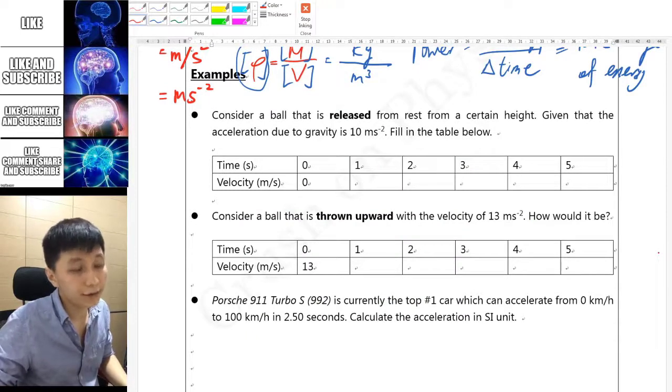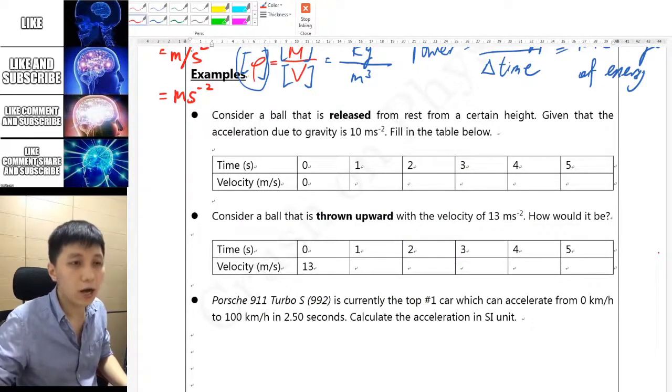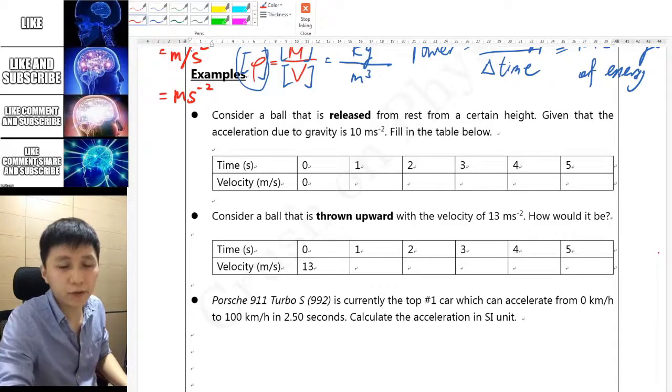Now we have got 3 examples about acceleration here. I want you to try it out first by yourself. So pause the video and I'll explain to you later on.